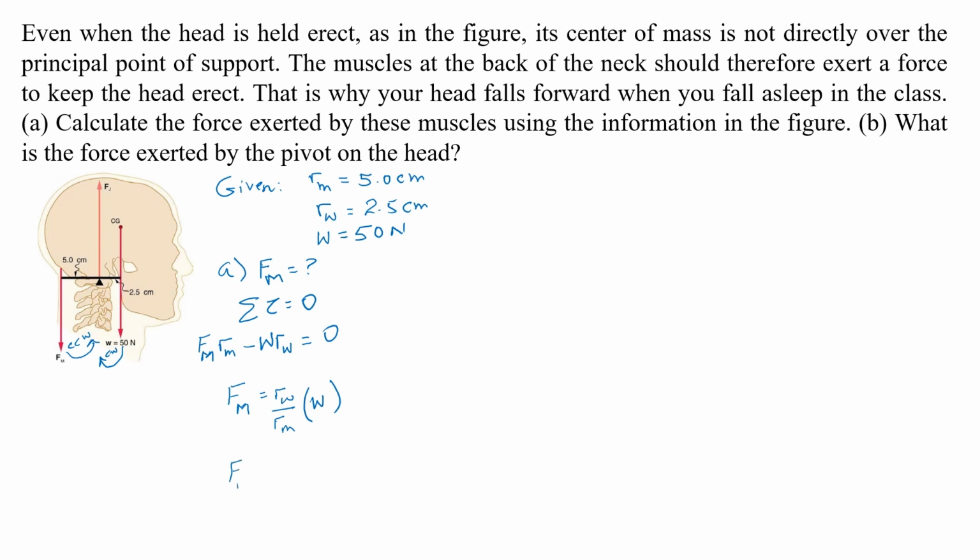Therefore, F sub m will be equal to R sub W, which is given to be 2.5 centimeters, over R sub m, which is given to be 5 centimeters. Multiply that by the weight, which is 50 newtons. That yields 25 newtons downward.